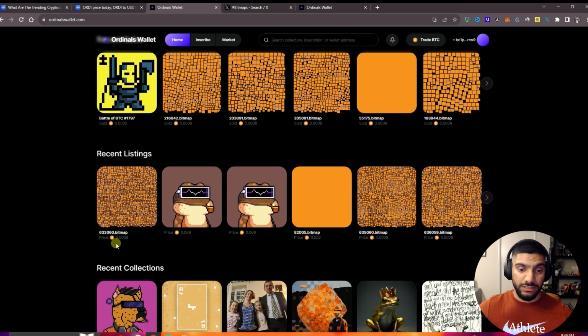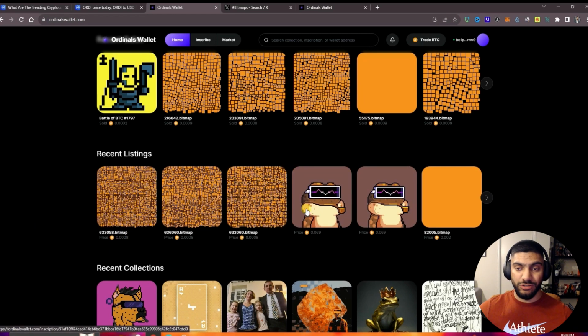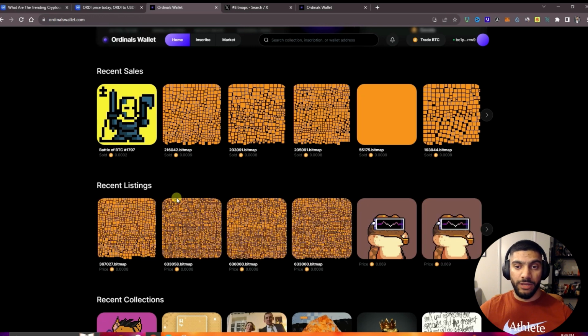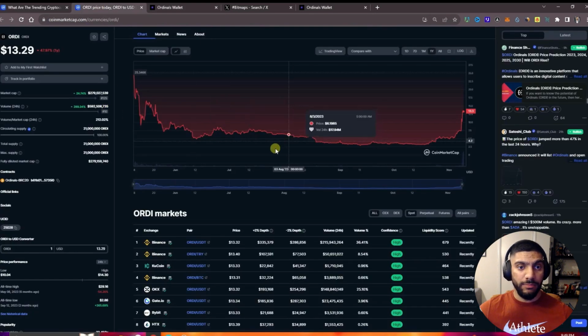You can see that this is 0.008, and it's like $20-$30, so you can still buy these cheap and flip them in future if you want to do that. Obviously this is no financial advice, but if the price goes higher in the future, it will become something as valuable like the Decentraland or Sandbox metaverse. So this is basically similar to that, but on the Bitcoin blockchain. So if you look at the price, obviously it is $13.3 right now.